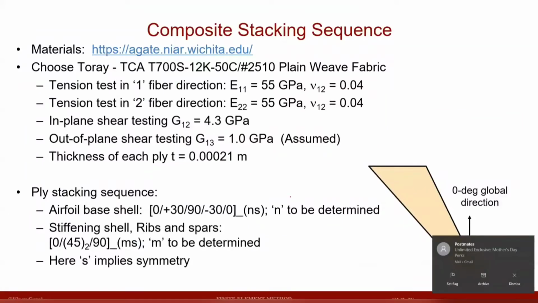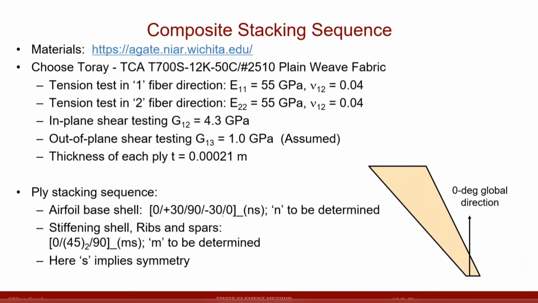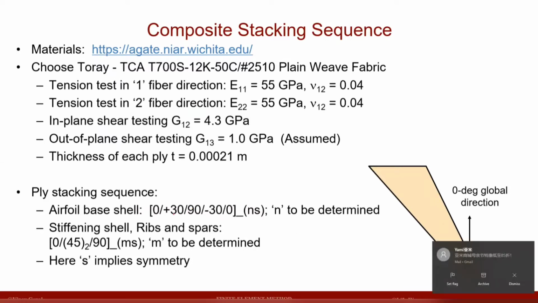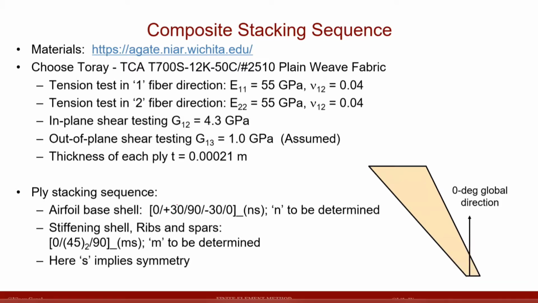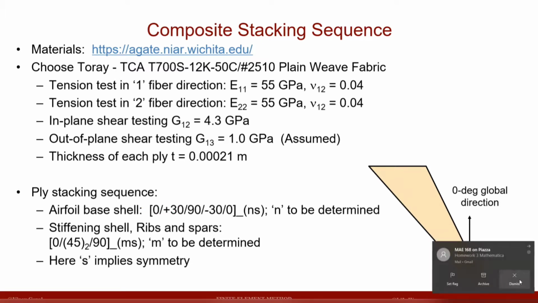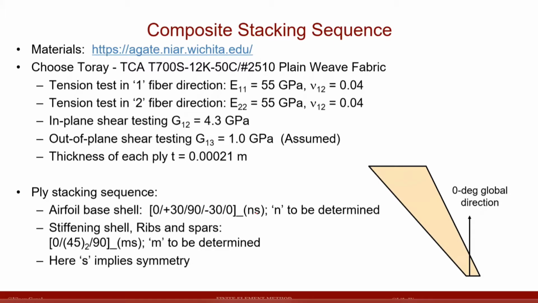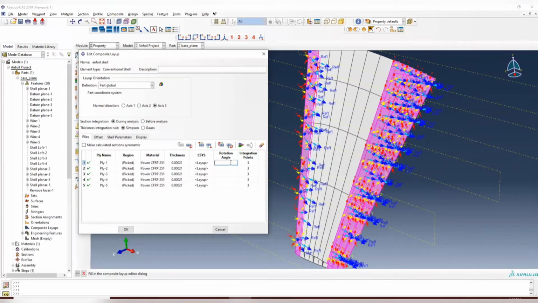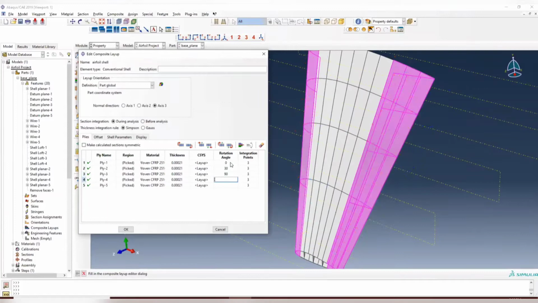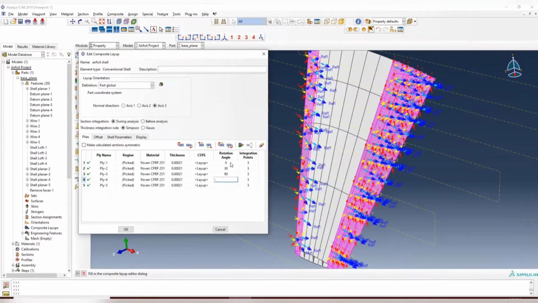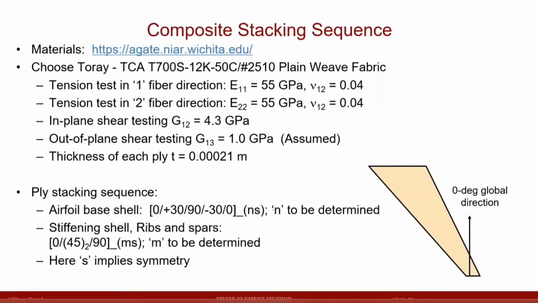And then the rotation angle. Let's assign the rotation angle first. The rotation angle is the ply sequence you have. So it should be 0, 30, 90, minus 30, and 0. So 0, 30, 90, minus 30. Notice that this rotation angle is in degrees, it's not in radians.